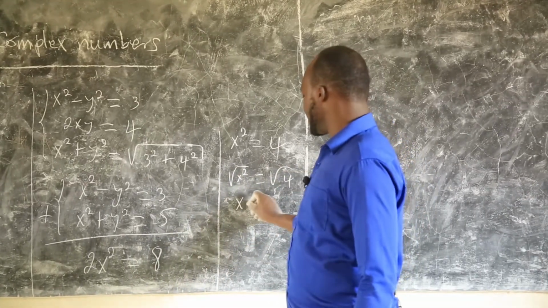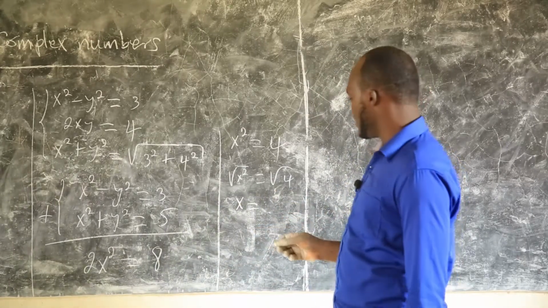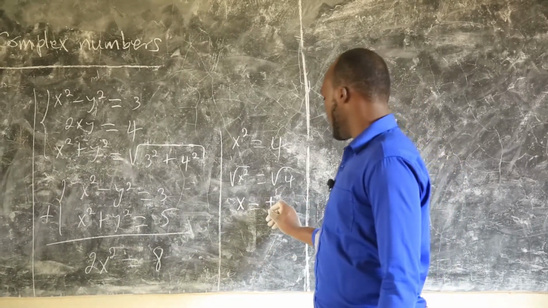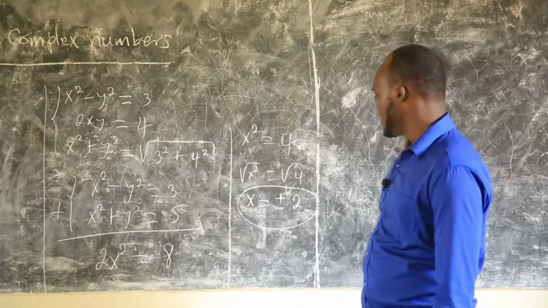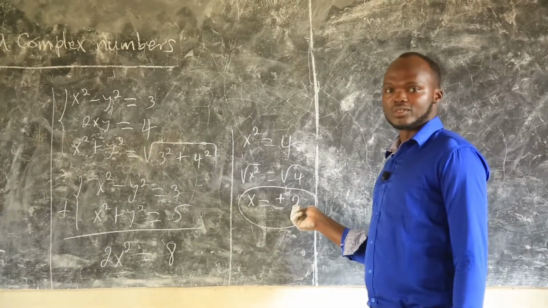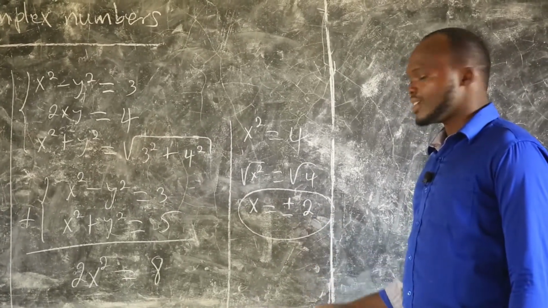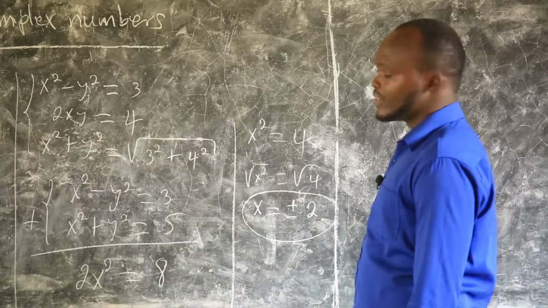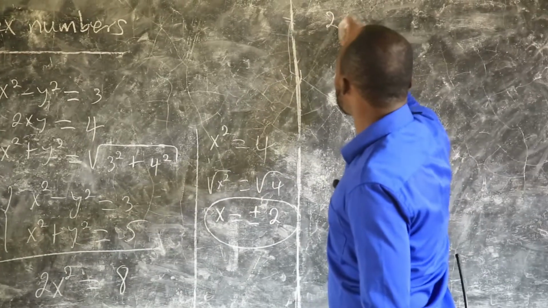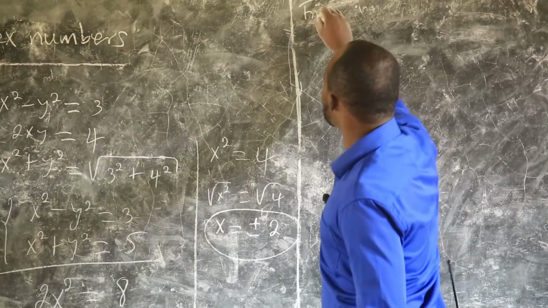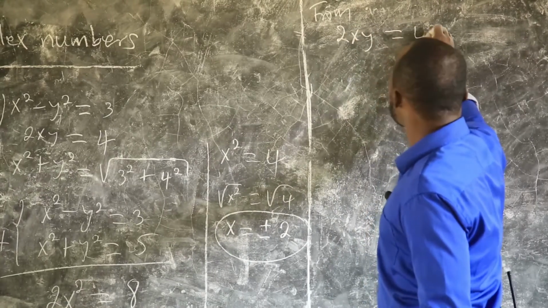Our x is, remember when you find the square root of a number, it becomes plus or minus. This is plus or minus 2. So x has two values. It has x equal to positive 2 and x equal to negative 2. So after getting the value of x, it is very easy to get the value of y. So meaning that 2xy from equation 2 to xy, which is equal to 4.